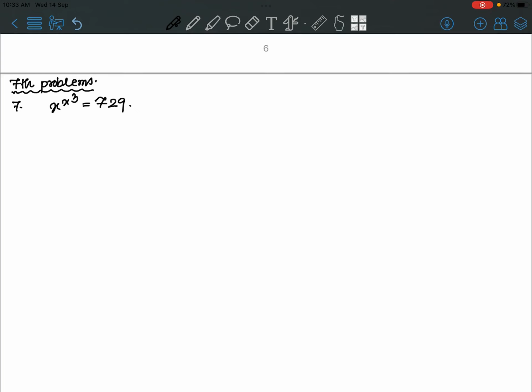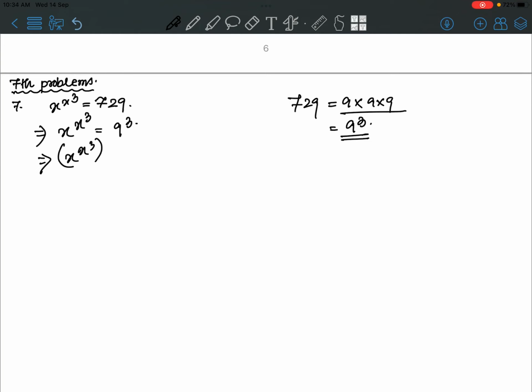Here given is x cube equals 729. So the factorization of 729 is 9 into 9 into 9. So 9 into 9 into 9 can be written as 9 cube. So x cube equals 9 cube. Again we will raise both sides to the power of cube. Now x cube whole cube equals 9 cube whole cube.